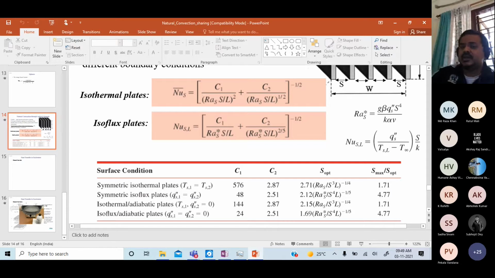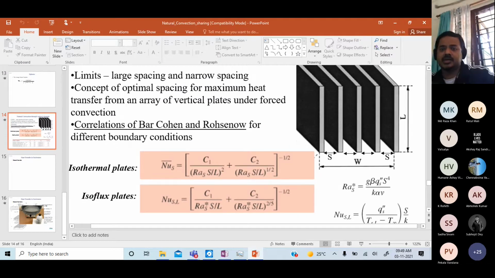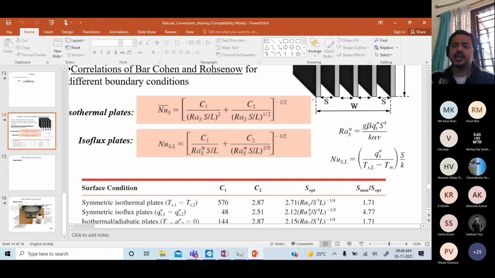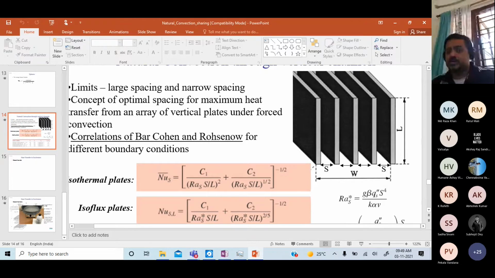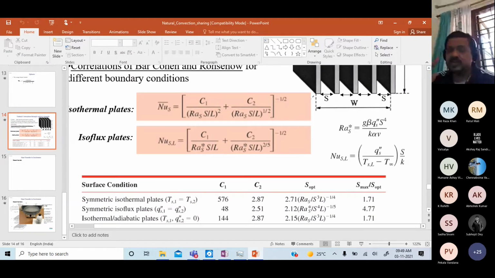So delta T is replaced by q double prime, the isoflux surface flux value, times the spacing over k. You will have it, don't worry, just make sure you understand what each of these terms means. You don't have to memorize anything. Similarly, the Nusselt number for isoflux plates, this expression is for the Nusselt number at the top, at x equal to L, the top edge. It is q double prime S, the constant heat flux value, divided by the temperature difference T_S,L, which means the temperature at the top, because the temperature is going to be highest at the top, minus T infinity, times S by k.